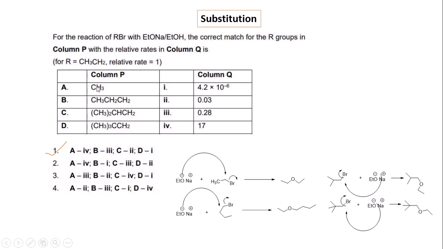and if R equals methyl, then the rate becomes enhanced, that is, the branching decreases, so the rate is enhanced, and the rate becomes 17. But with increasing branching, as in propyl, the rate decreases thoroughly, and with increasing branching the rate diminishes, and option 1 is the correct option.